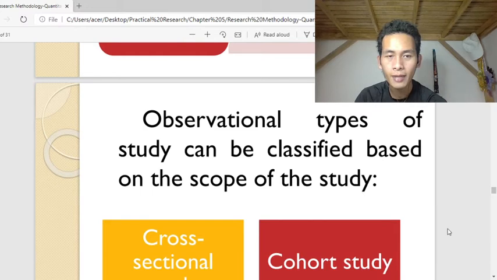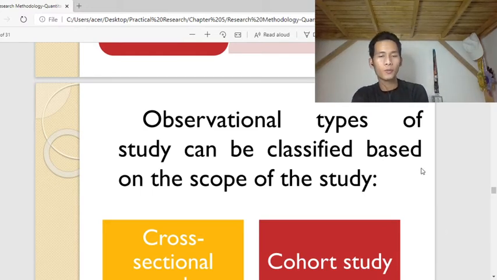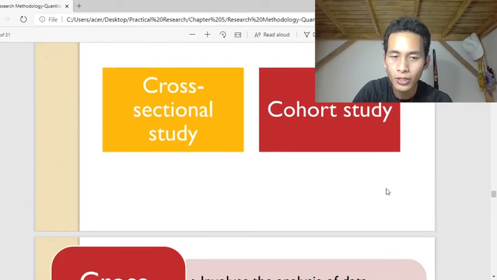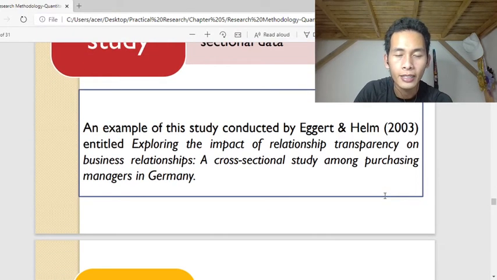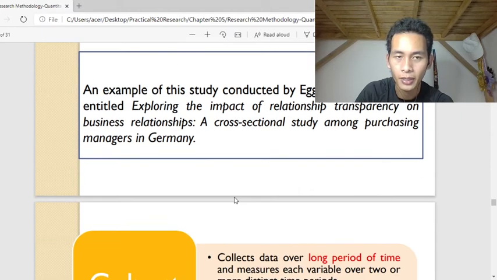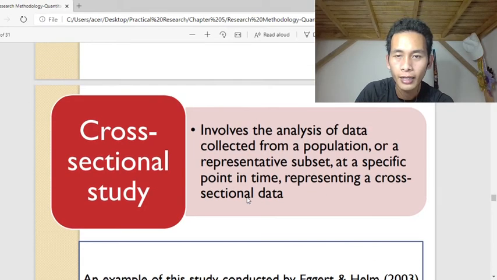Now, observational types of study can be classified based on the scope of the study: cross-sectional study and cohort study. When you say cross-sectional studies, it involves the analysis of data collected from a population or a representative subset at a specific point in time, representing cross-sectional data. An example of this study was conducted by Eggert and Helm, 2003, entitled Exploring the Impact of Relationship Transparency on Business Relationship, a cross-sectional study among purchasing managers in Germany. So, cross-sectional analysis is of data collected from a population or representative subset.